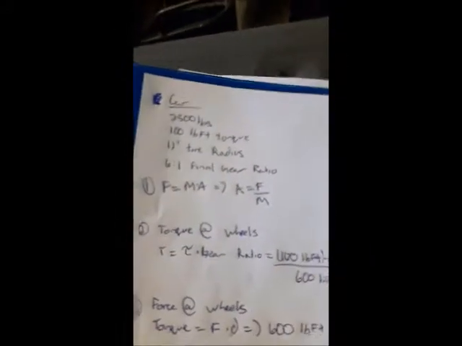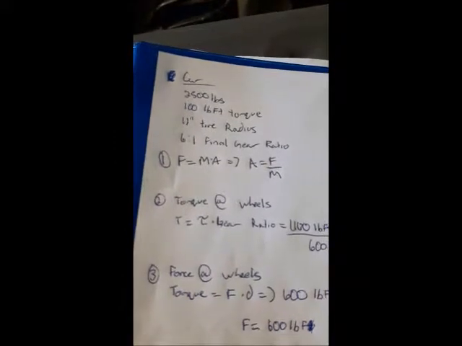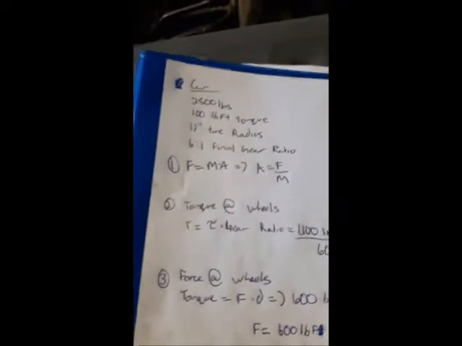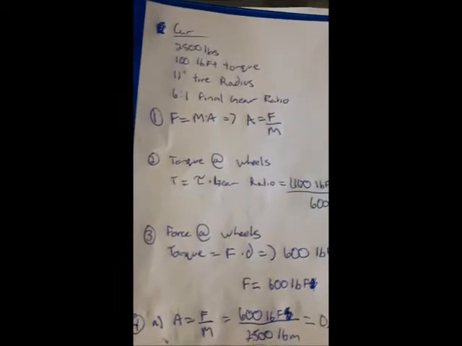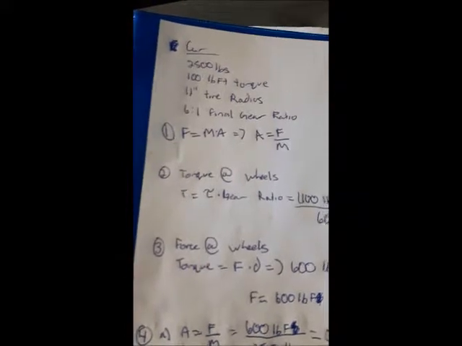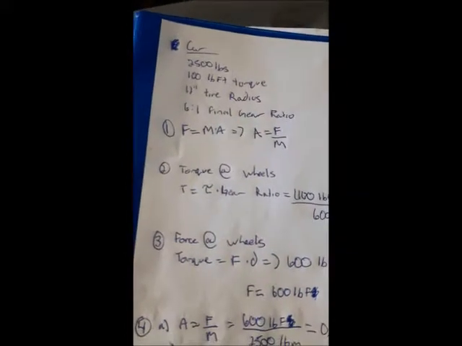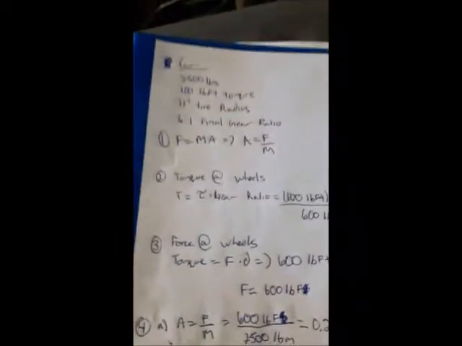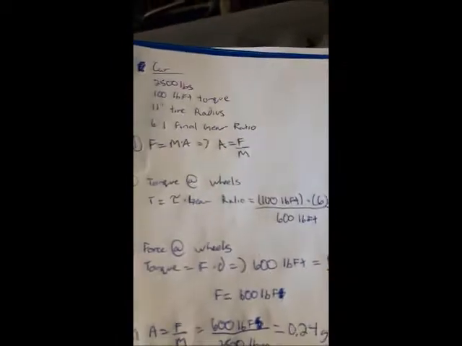But it says here that you have a 2,500-pound car, which is average. You have 100 pound-feet of torque across the whole torque radius, which really isn't all that possible, but just for simplicity's sake, we'll say that it is. You have a 12-inch tire radius and a 6-to-1 gear ratio. So, Isaac Newton, the most extreme physicist on the planet, says that force is equal to mass times acceleration. So therefore, acceleration is equal to force over mass.